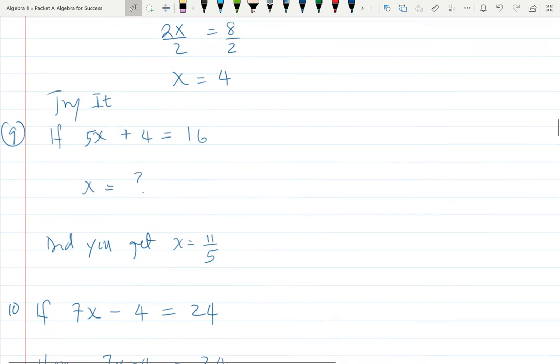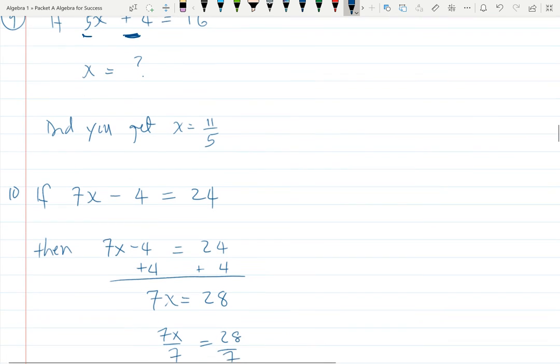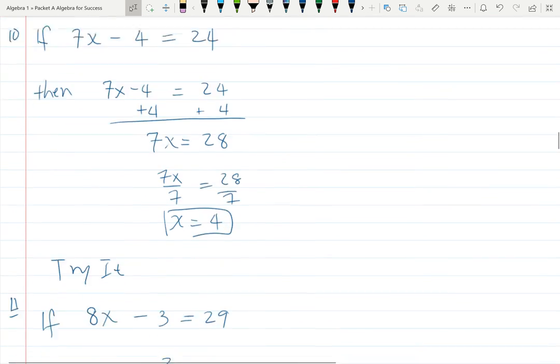So first of all, you're going to work on the addition first. How do you reverse addition? You reverse addition by subtraction. And then after that, you're going to go on the multiplication. And how do you reverse multiplication? You reverse by dividing. Okay, block it. Check your answer first.